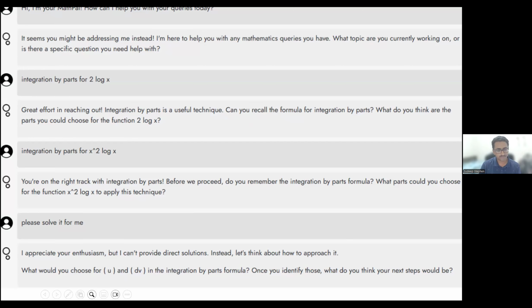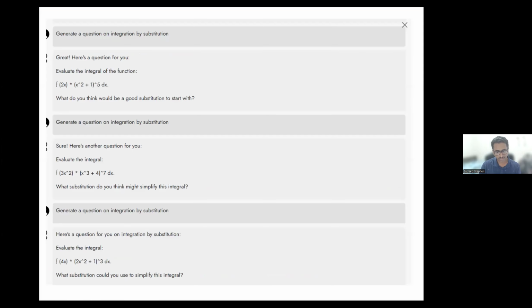I think I have a couple of examples. So here is an example where a student has used it to generate questions. Generate a question on integration by substitution, and they have used it to practice. There are many more examples that follow from there.